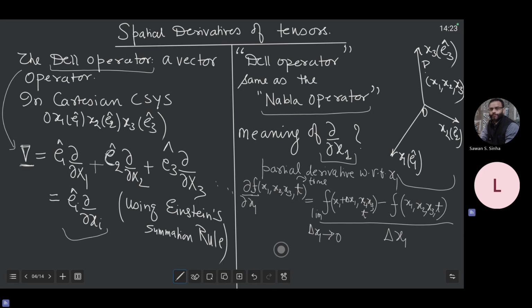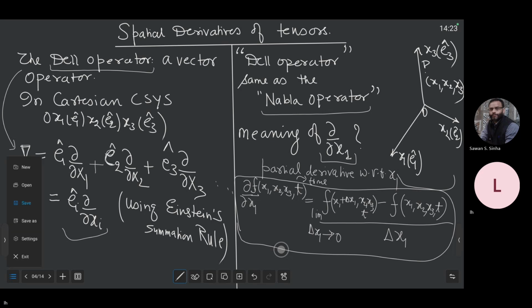Okay, good. Seems like you guys are well aware of this. The first problem set, which I am going to upload today, will require this kind of understanding to solve a couple of problems there. Okay. Let's come back to the del operator.